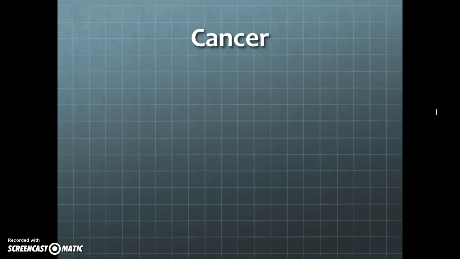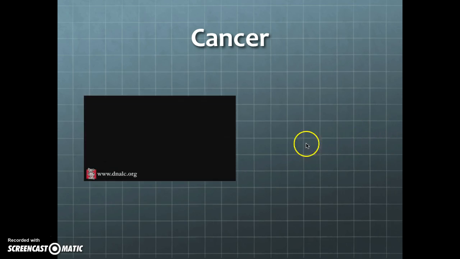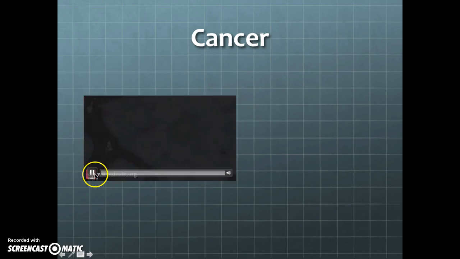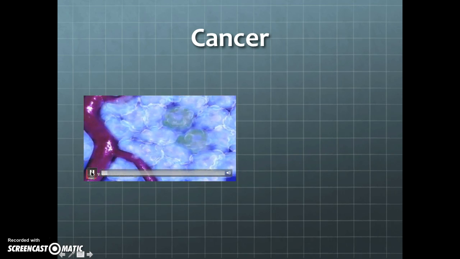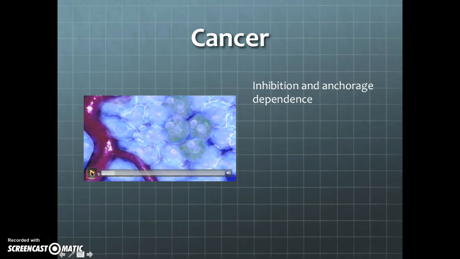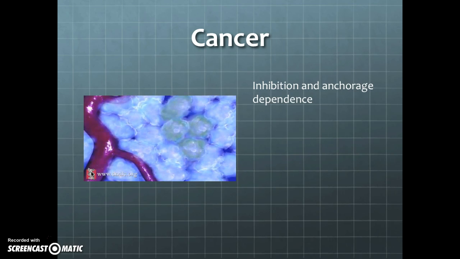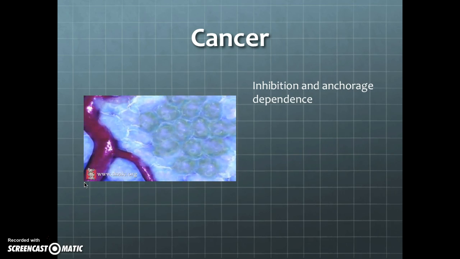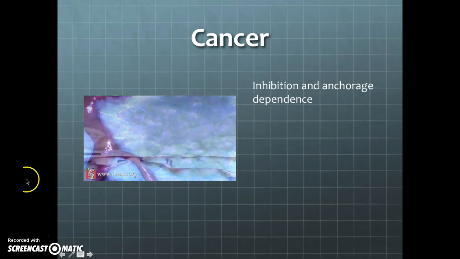So what happens when these control mechanisms stop working? Well, as you can see, cancer is going to be one of the effects of the cell cycle damaging, basically. And some control mechanisms are contact stimulated, such as density-dependent inhibition, where crowded cells stop dividing, and anchorage dependence, the phenomenon in which cells must be attached to a substrate in order to divide.